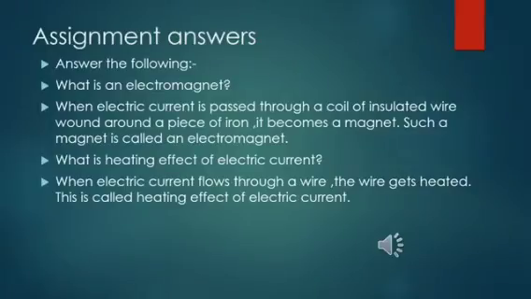What is an electromagnet? When electric current is passed through a coil of insulated wire wound around a piece of iron, it becomes a magnet. Such a magnet is called an electromagnet. What is the heating effect of electric current? When electric current flows through a wire, the wire gets heated. This is called the heating effect of electric current. I hope all of you have written the answers for the assignments in your notebook.